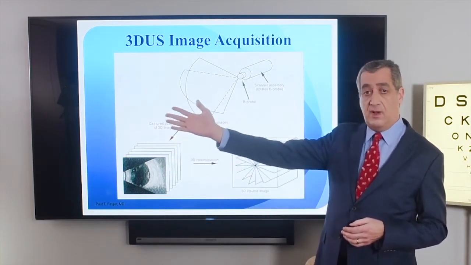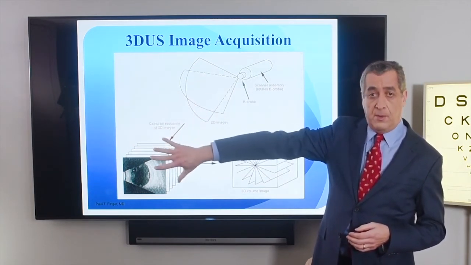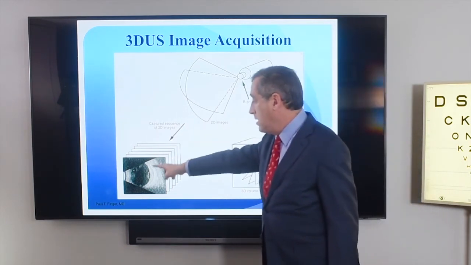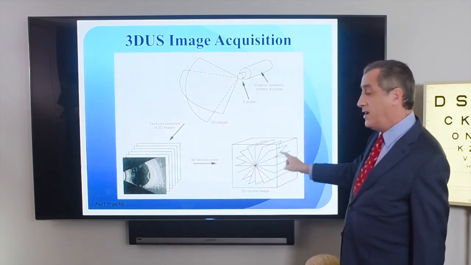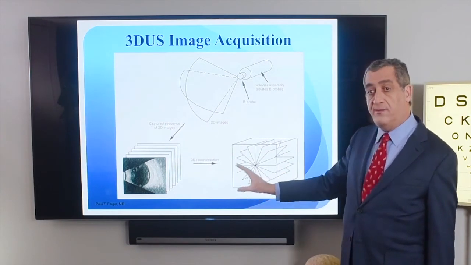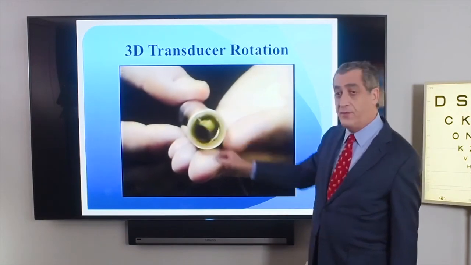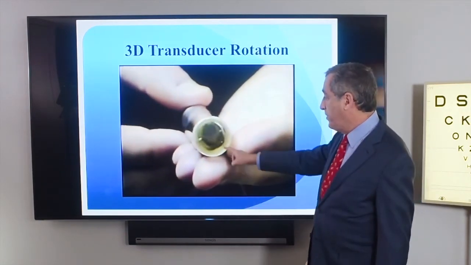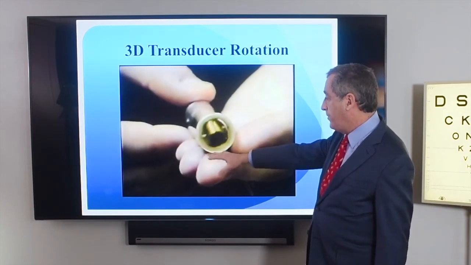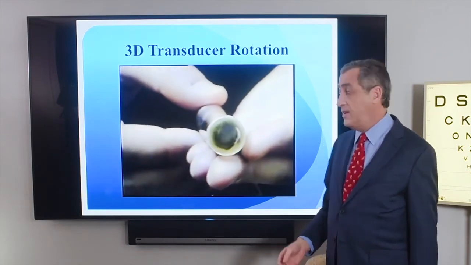And now we have a third dimension where the two-dimensional cut is rotated and multiple two-dimensional images are collected by a computer and reconstructed into a three-dimensional volume. This was very valuable in ophthalmic oncology. This is the actual inside of a 3D ultrasound probe. You can see that the piezoelectric crystal is not only going up and down, but it's also rotating and collecting images for a 3D reconstruction.